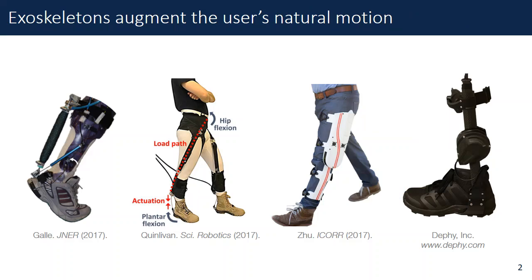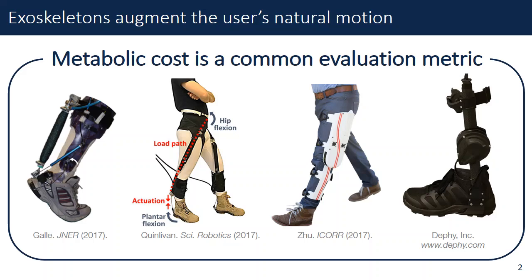A chief goal of many lower limb assistive robots, for example, the exoskeletons pictured here, is to augment the user's motion in a helpful, intuitive way. Because of this, a common evaluation metric for these systems is the effect of the robotic assistance on the metabolic cost of the user.